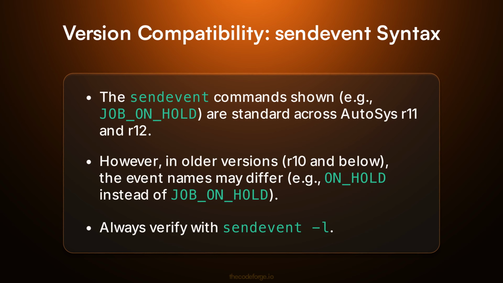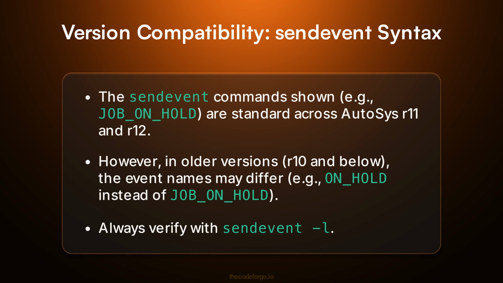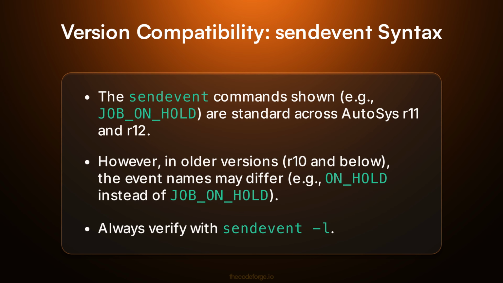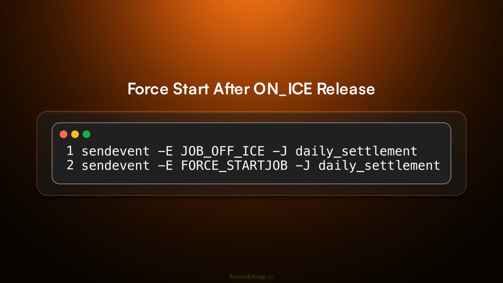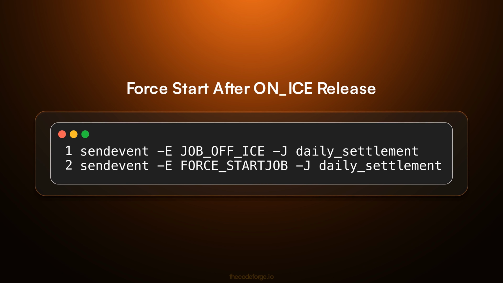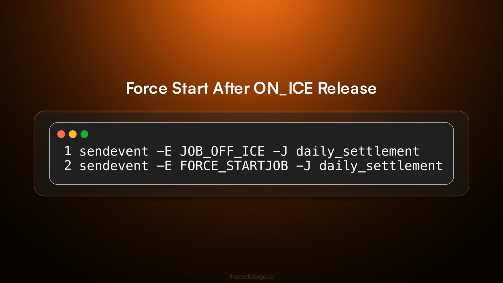The sendevent commands shown, for example JOB_ON_HOLD, are standard across AutoSys R11 and R12. However, in older versions, R10 and below, the event names may differ, for example ON_HOLD instead of JOB_ON_HOLD. Always verify with sendevent -L. After releasing a job from ON ICE with JOB_OFF_ICE, you can force it to run immediately using FORCE_STARTJOB if your AutoSys version and security settings allow. This bypasses the wait for the next scheduled cycle.